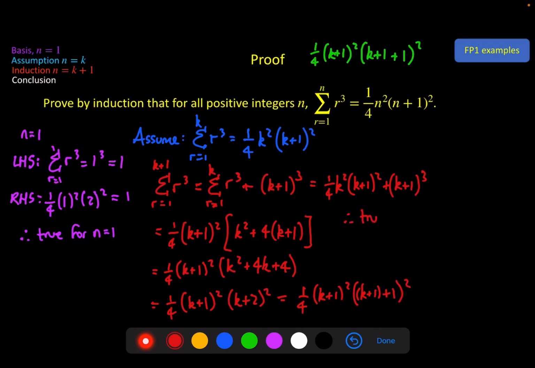Therefore, true for n equals k plus 1 if true for n equals k. And at the start we proved that it's true for n equals 1, therefore it must be true for all integers after that.